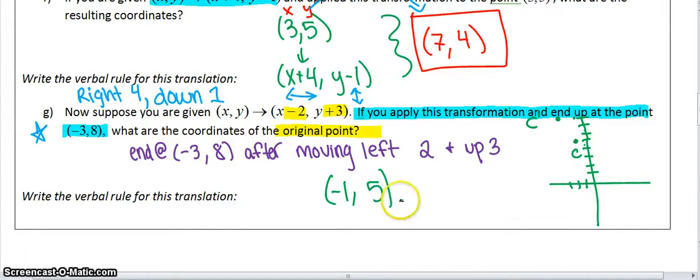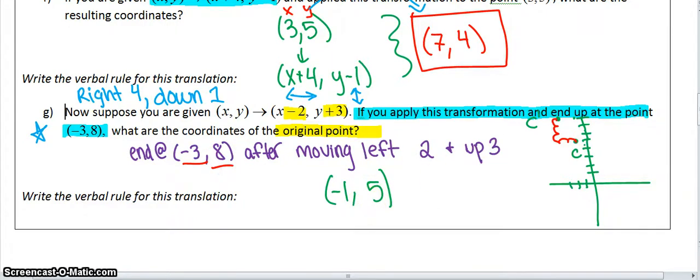Okay, let's double check that in a few ways. If I start at negative 1, 5 and I move left 2, I will be at x is negative 3. If I move up 3 from there, I go from 5, 6, 7, 8, and I am where I want to be here.